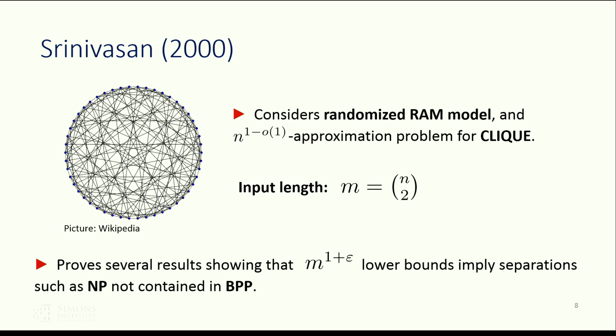He considers the problem of approximating the size of the largest clique in the graph, but for a huge approximation factor, almost linear in the number of input vertices. And he proved the following. If one can show a superlinear lower bound on the complexity of this problem for randomized algorithms, then you get that NP is not contained in BPP. So at least for this very specific problem, a superlinear lower bound implies a superpolynomial lower bound for another explicit problem.